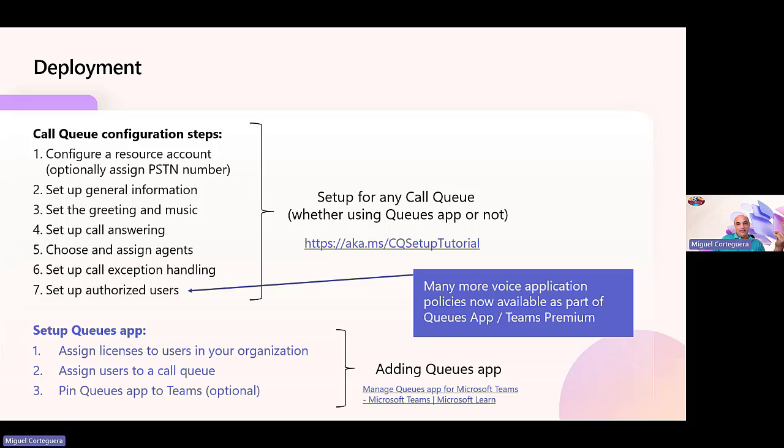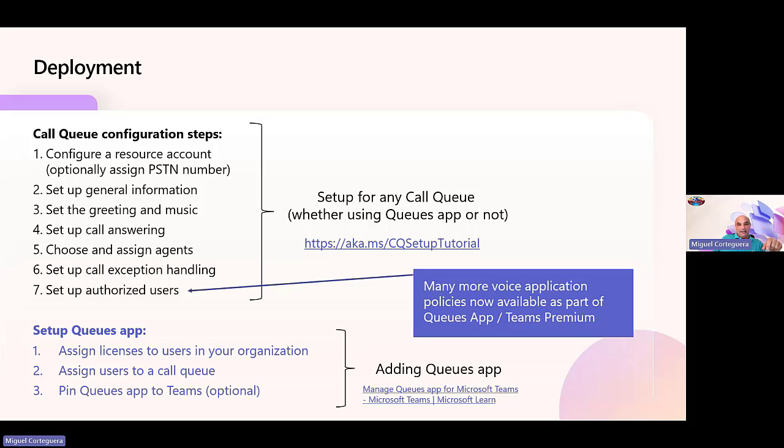The second step is assigning users to a call queue. So that's this step here with authorized users, especially if you want them to have any delegated functionality or any reporting functionality. That's something you'll need to do, and I'm going to share a lot of details there in the next couple slides.